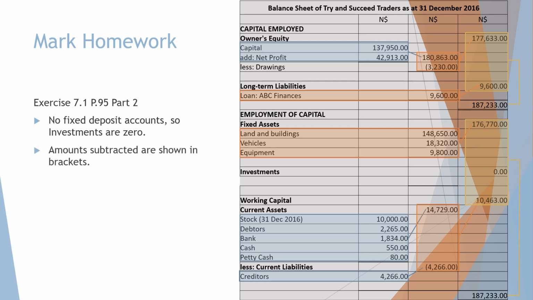Remember, amounts subtracted in the balance sheet, just like in the income statement, are shown in brackets. Capital employed must always be equal to the employment of capital in the business.